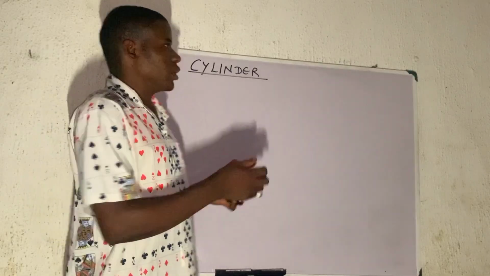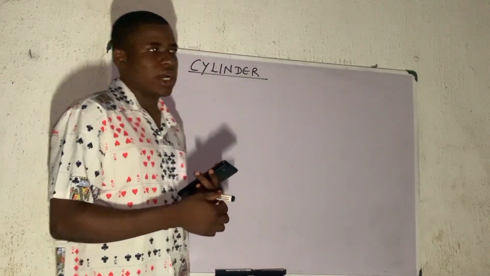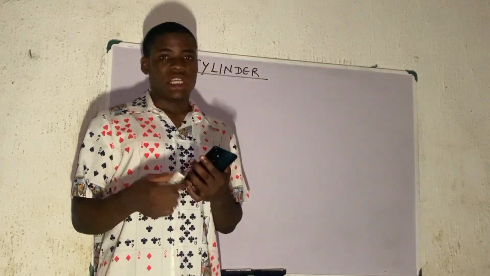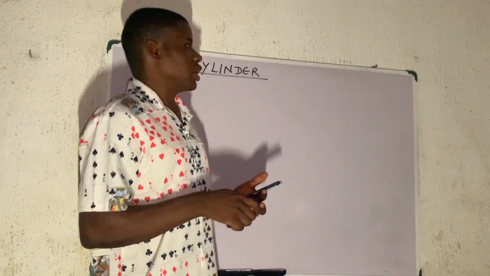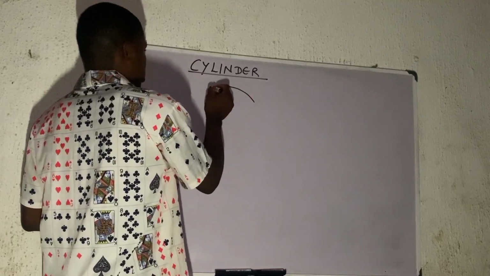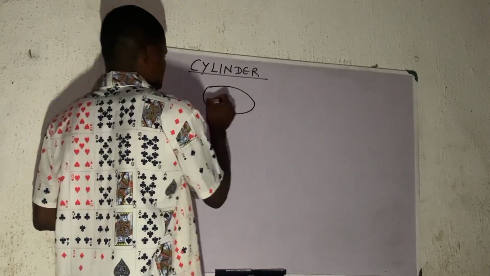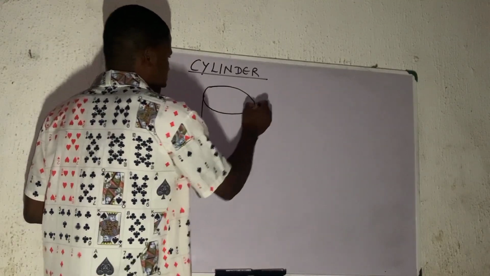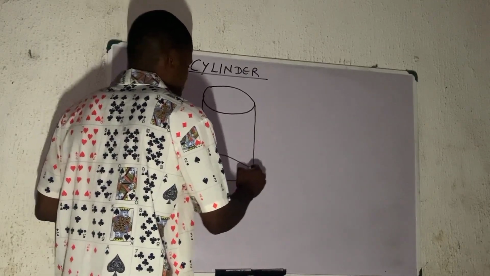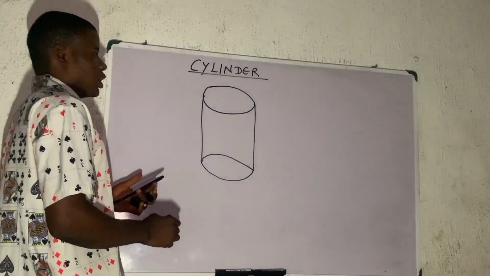Today we'll be talking about the cylinder, actually how the surface area and the curved surface area of a cylinder is gotten. So we're talking about this shape. It's a solid shape, a cylinder, a cylindrical shape, something in this order. So this is a cylinder.